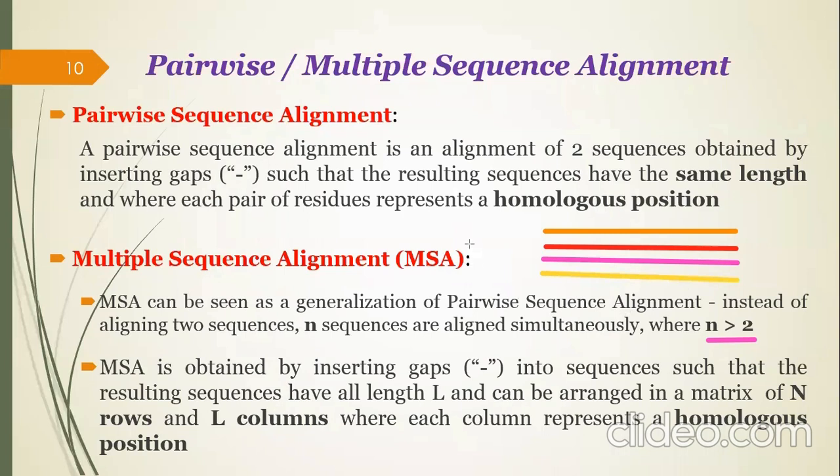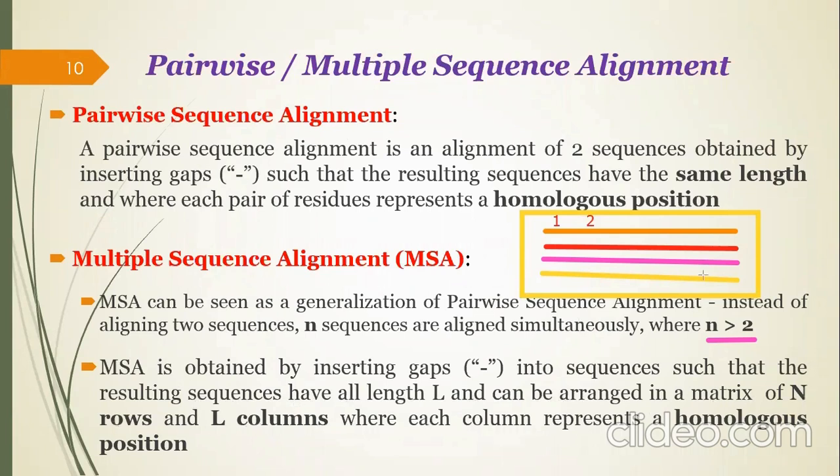And in multiple sequence alignment, each residue is arranged by inserting gaps in the sequences such that the resulting sequence has the length L and can be arranged in n rows. Matrices means each nucleotide here will be nucleotide number 1. After that, this will be nucleotide number 2, and all of them will be aligned. So all of the sequences showing there is okay.